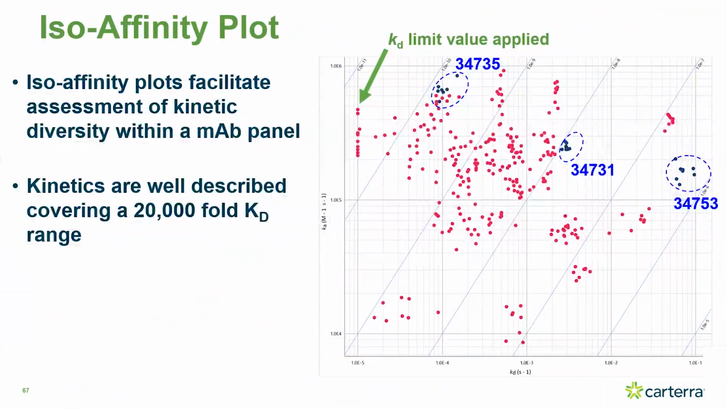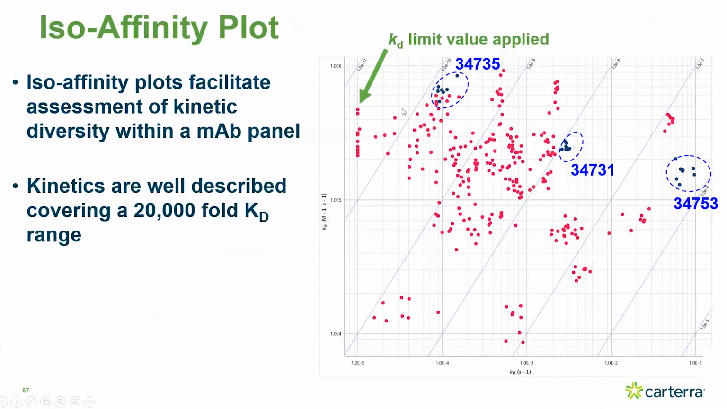Another great visualization tool in the software is it automatically generates these Iso-Affinity plots. This is a really excellent way of viewing the kinetic diversity of your panel. So we have the off rate on the x-axis and the on rate on the y-axis. And the diagonal lines are what we call iso-affinities, or single affinities. So the one sort of in the middle left is 1 × 10⁻⁹, or 1 nanomolar.